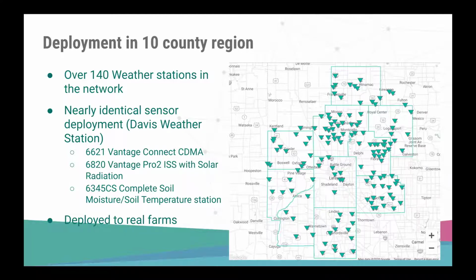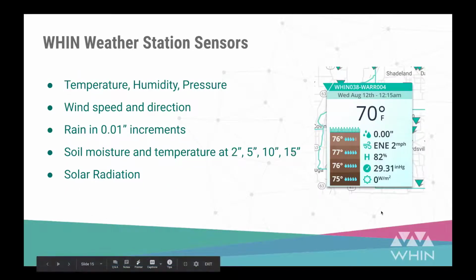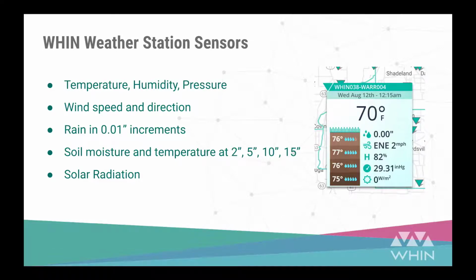Each triangle represents one of our weather stations. Clicking on one of the triangles brings up this pop-up to show you a visualization of the different weather sensors. The 4 soil moisture probes are installed at 2 inches, 5 inches, 10 inches, and 15 inches below the surface. The WHIN website uses the Weather API to build this graphical representation of the data.